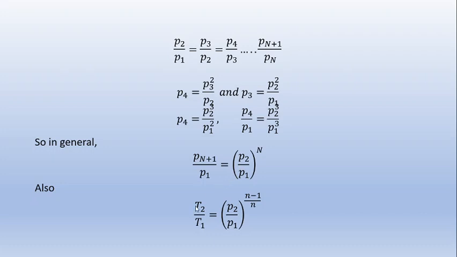Also, if you want to find the intermediate temperature, we can use T2 by T1 is equal to P2 by P1 raised to n minus 1 by n. We have already derived this. Similarly, T3 by T2 is equal to P3 by P2 raised to n minus 1 by n, and so on. From this expression, we can also find the number of stages if you have delivery pressure and intake pressure. How many stages are required to get this pressure ratio, we can find.